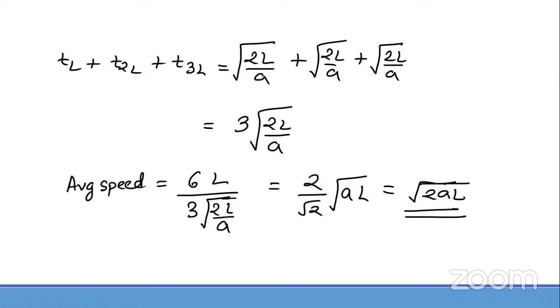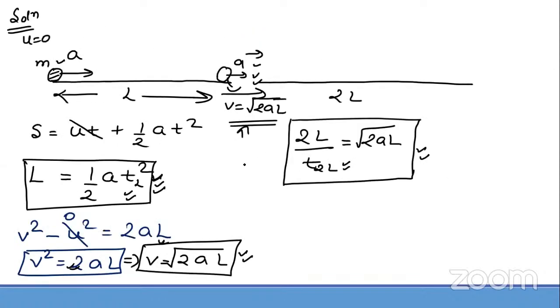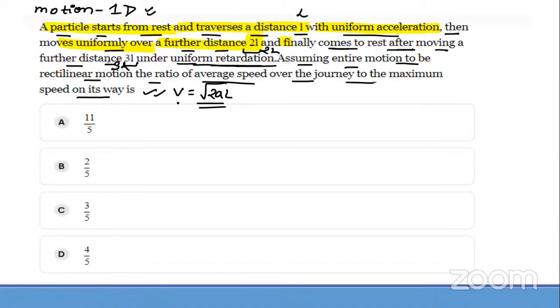Okay. This will be what? Under root 2AL. Average speed. This is average speed. The ratio is asked for what? Ratio is asked for average speed over the maximum journey to this. Answer is coming as 1 for this.